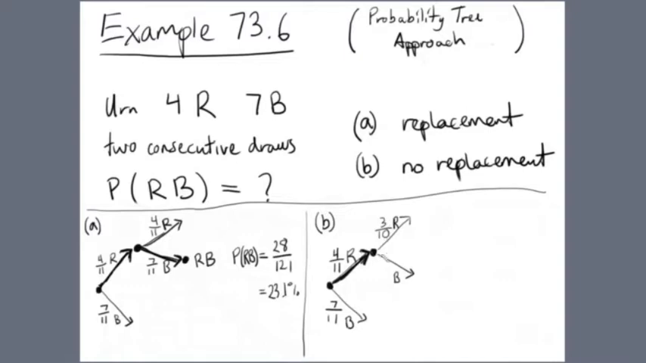So 3 over 10 is the chance of drawing a red on the second draw, given that we drew a red on the first draw. Now what's the chance of drawing a blue on the second draw, given that we drew a red on the first draw? Well, there's still 7 blue marbles in the urn, and there's 10 marbles in the urn in total, so 7 over 10.